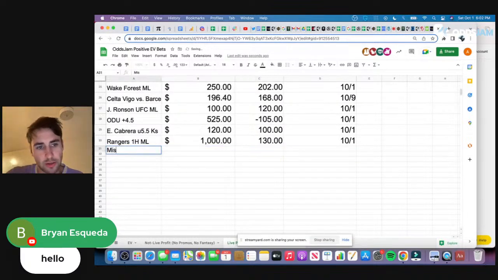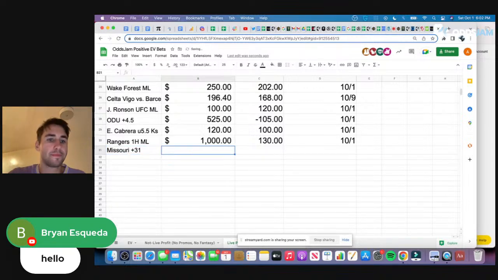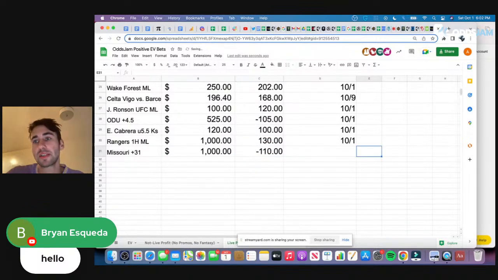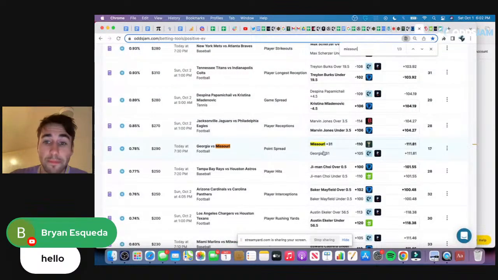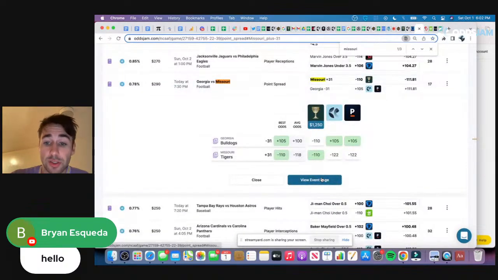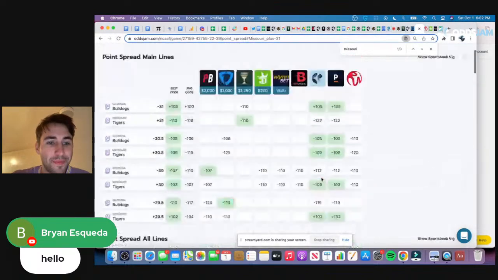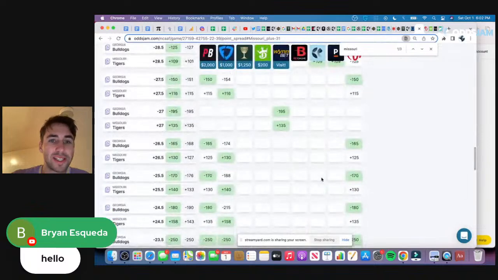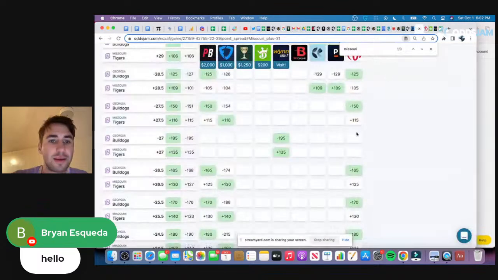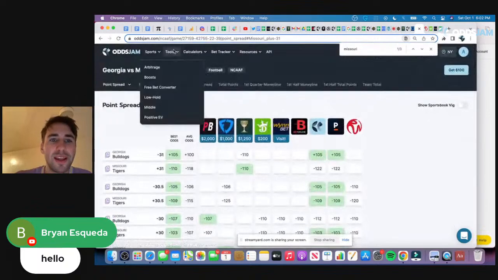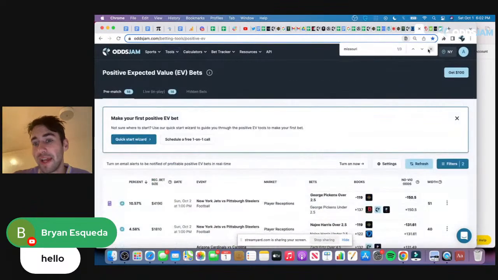So this is Missouri plus 31. Just a lot of points. So hopefully it's a big day for Georgia still, since we have more money on the Georgia side, which is crazy because Missouri is not like a bad football program. It's more crazy just how good Georgia is. We bet minus 27.5 at minus 110 on WinBet. Now it's best offered at minus 150. So pretty crazy value. Big fan.